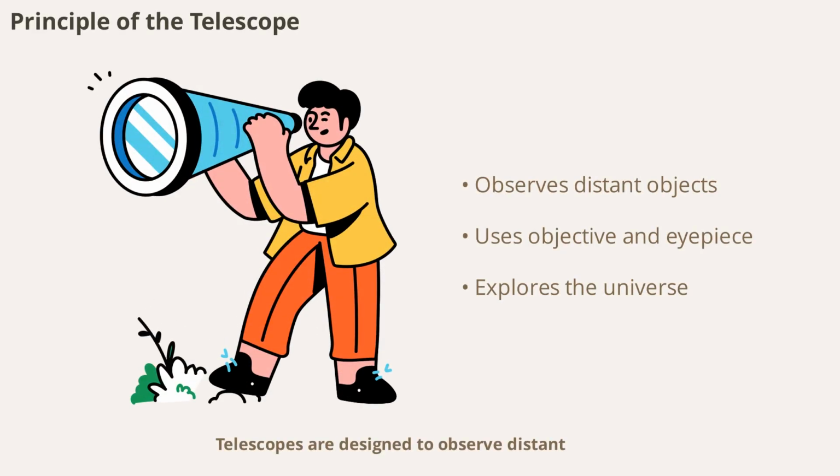Telescopes are designed to observe distant objects by collecting and focusing light. The basic principle involves using an objective lens or mirror to gather light and form an image, which is then magnified by the eyepiece. Telescopes have opened up our understanding of the universe, allowing us to see planets, stars, and galaxies far beyond our reach.